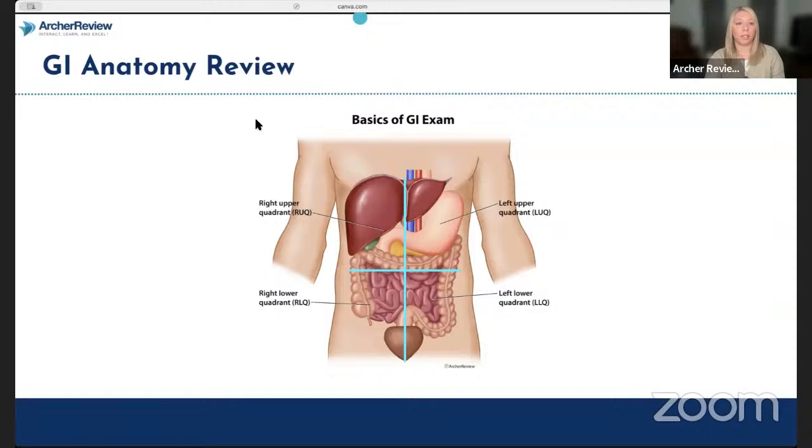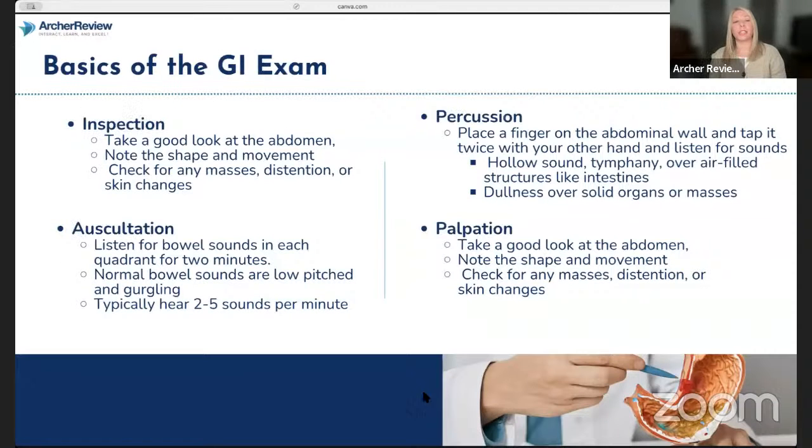All right, so let's talk about basics of the GI exam. First things first, we're not actually going to do anything. We're just going to take a look. So we look at the abdomen. We'll note the shape and the movement, and we'll check for any masses or distension that we can see.